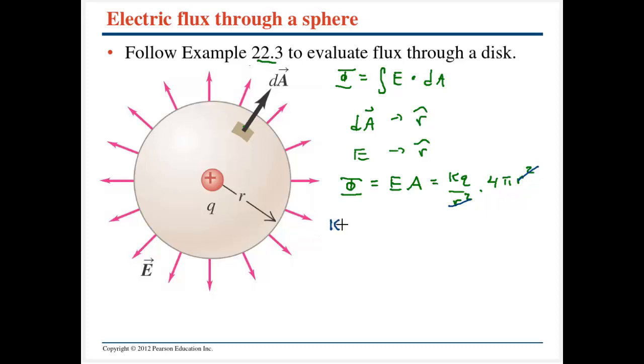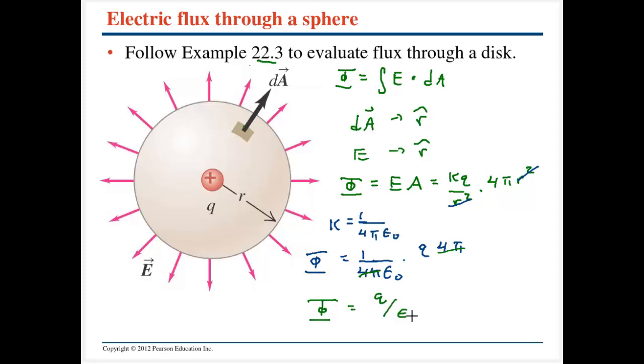Another way to write k, which I don't do very often, is 1 divided by 4 pi epsilon naught, the permittivity of free space. So we can now write the flux as 1 divided by 4 pi epsilon naught multiplied by q multiplied by 4 pi. And what you can see is the 4 pi's are going to go away, so the flux through a sphere is simply equal to q divided by the permittivity of free space, epsilon naught. You're going to start seeing that a lot in the next couple of slides.